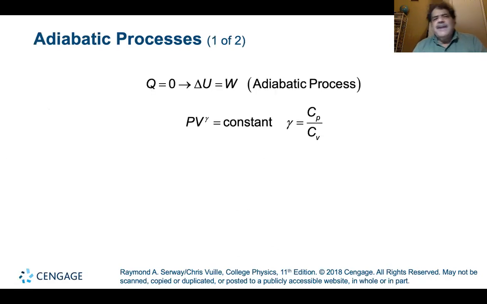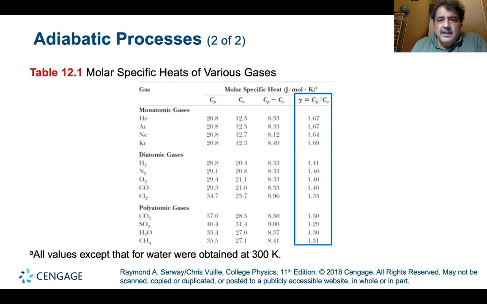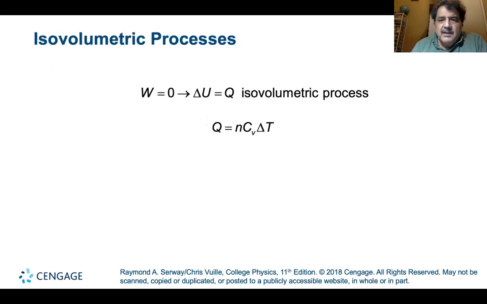Okay, adiabatic processes, Q equals 0, so delta U equals W. PV to the gamma is equal to a constant where gamma is equal to CP over CV, where the CP again is the molar heat capacity at constant pressure, and CV is the molar specific heat at constant volume. There's the gamma for the different values.